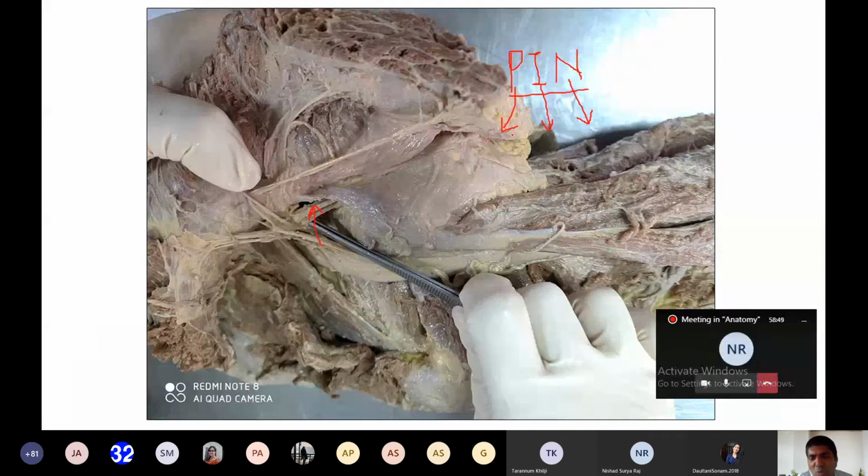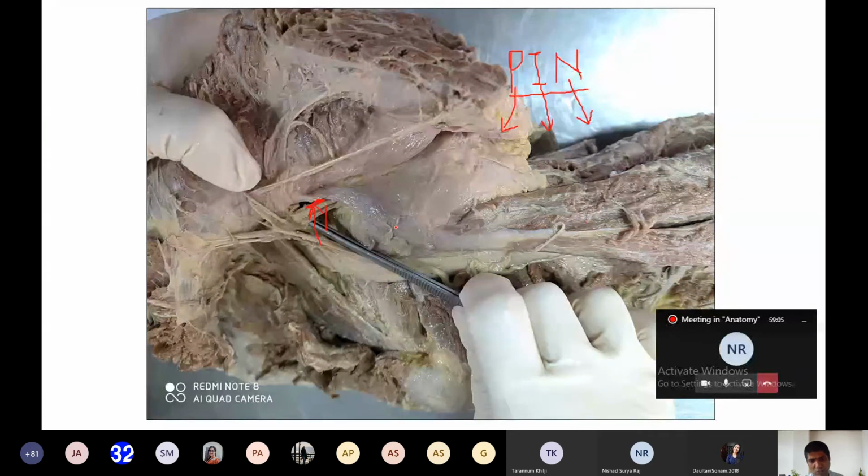And then the tail question will be to enumerate the contents of the pin structure. Then you can write all these things: pudendal nerve, internal pudendal vessels and nerve to the obturator internus. Nerve to obturator internus will be lying deeper here. And this thick structure is the pudendal nerve. Very good. What is the importance of the pudendal nerve?